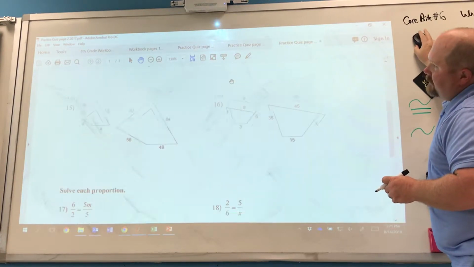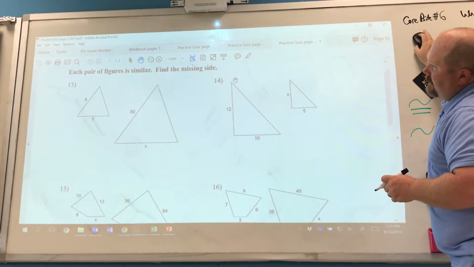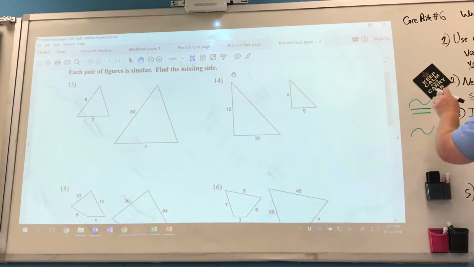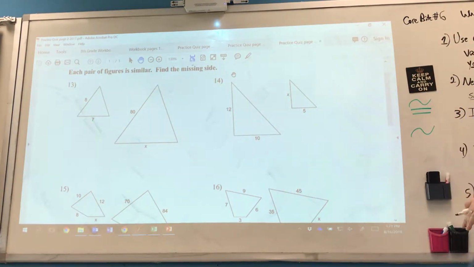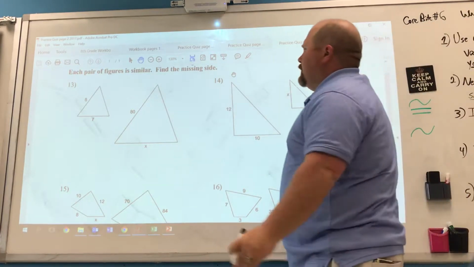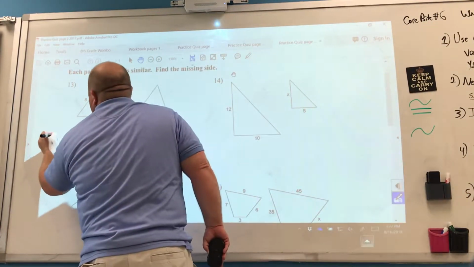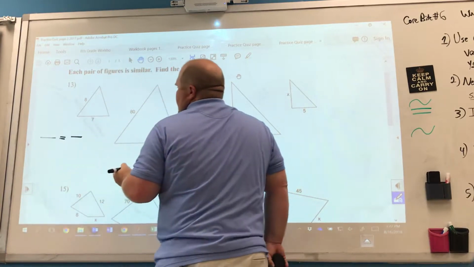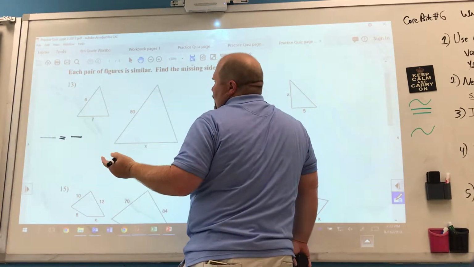Actually this one. All right, each pair of figures is similar. We already know they're similar. Find the missing side. So we just need to set up a proportion. I'm going to go ahead and set up my proportion here. I've got my fraction bars for my ratios.